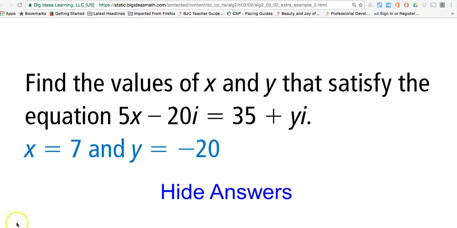So just remember that when you've got two terms that are equal to each other, two complex terms, where in this case we've got 5x minus 20i, we've got a real part and an imaginary. Here we have 35 plus yi, a real part and imaginary. You can solve this just by setting your real parts equal to each other and your imaginary parts equal to each other. So as you're going through your homework, if you have any problems that are similar to this, you can always refer back to this video and get some reminders. This is also very similar to example 2 in your book, and also example 2 that we did in class.